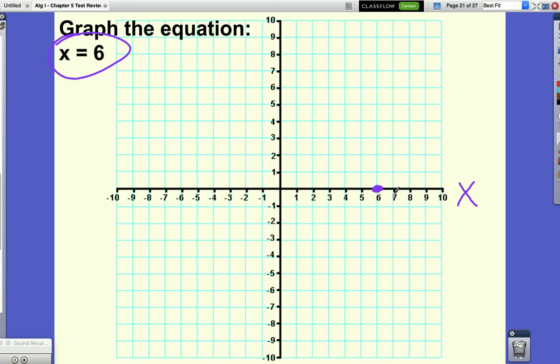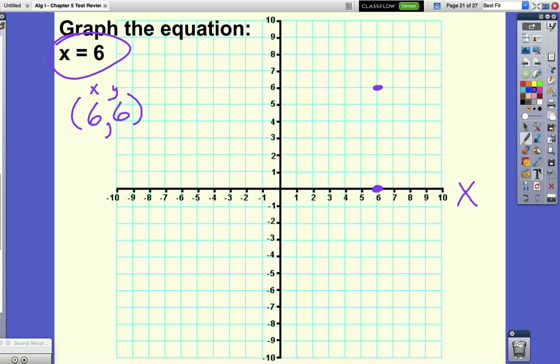Now we only need 2 points to draw a line. Again, this equation tells us one thing. It tells us the x is 6 every time. So it doesn't matter what the y is. We're going to go over 6 and we put a point somewhere over here. I like to just use the same number, the 6 both times. So over 6, up 6.